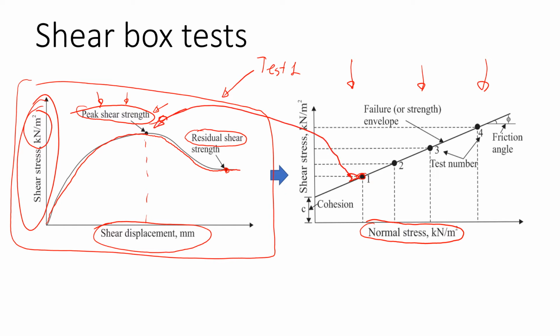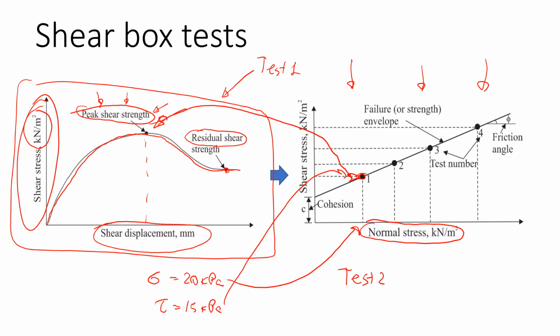Let's say that for this particular case, normal stress was 20 kPa and shear stress was 15 kPa. In this case, normal stress would go here, 20, and shear stress would be here, 15 kPa. Then we're going to perform the next test. Let's call it test two. For this test two, we're going to increase the normal force, so we increase it to 50 kPa.